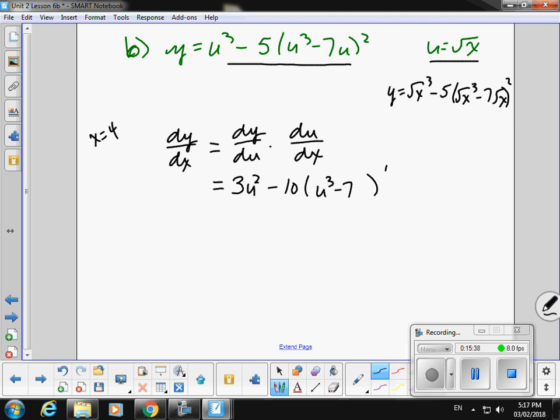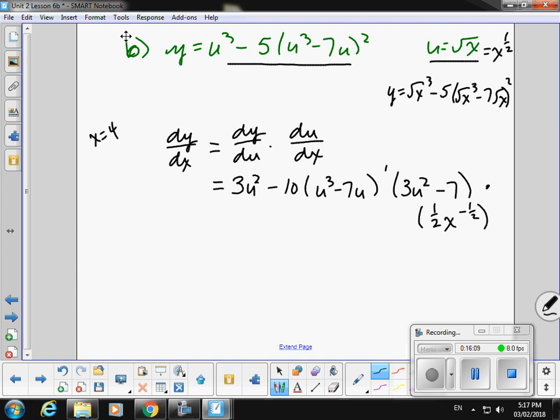Don't forget the guts. So the guts of the inside of that bracket is 3u squared, subtract 7, times du dx. du dx is the square root of x, which is the same as x to the 1/2. The derivative of that thing is 1/2. Reduce the power by 1. Done. Okay, that is the derivative. It's hideous beyond all reason.